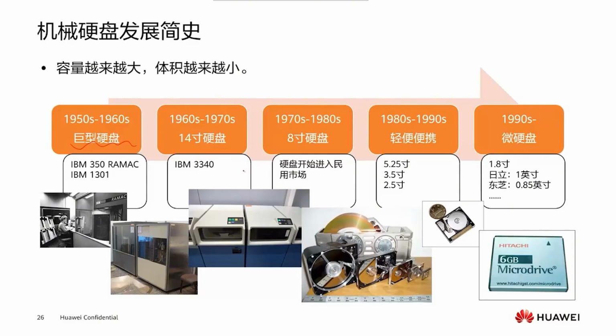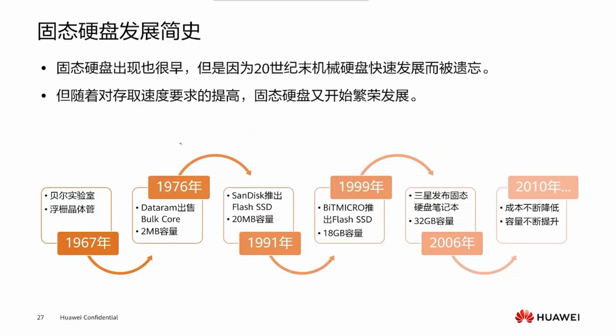With the development of technology, mechanical hard disks are getting smaller, and 14-inch and 8-inch hard disks have appeared. The hard disks in the era of giant hard disks were mainly used in the industrial field. After the hard disk size was reduced to 8 inches, it gradually began to enter the consumer market. By the 1990s, mechanical hard disks could be made very small, which we call micro hard disks. Overall, the capacity of mechanical hard disks is getting larger and larger, but the volume is getting smaller and smaller.